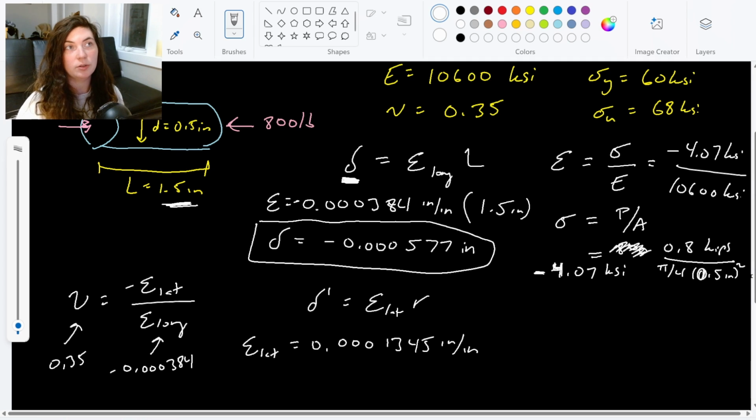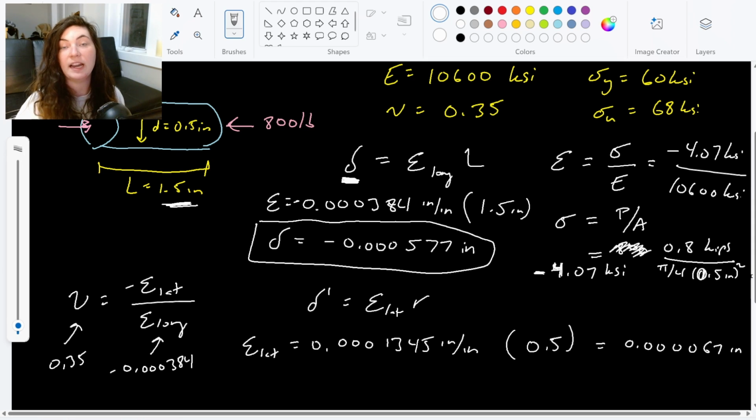And now I know my original radius or diameter. You can use either. So I want to get the new diameter, so I'm just going to use the diameter. If I do this times 0.5, then I'm going to get the increase in diameter there, 0.00067 inches.